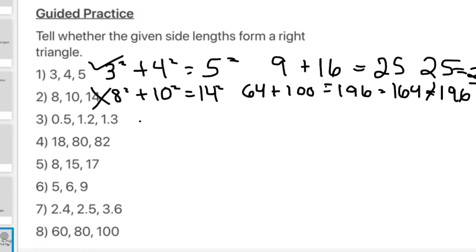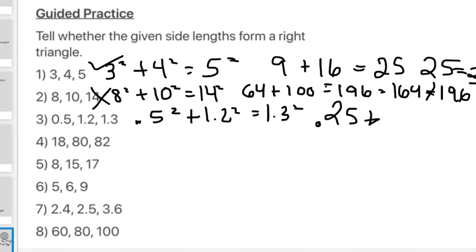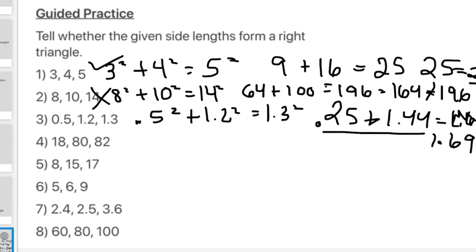So we've got 5/10 squared plus 12/10 squared equals 13/10 squared. So 5/10 squared is 25 hundredths, plus 12/10 squared is 144 hundredths, equals 169 hundredths. Then we're going to add these two together: 144 hundredths plus 25 hundredths. We have 169 hundredths equals 169 hundredths. And it does. So this forms a right triangle.